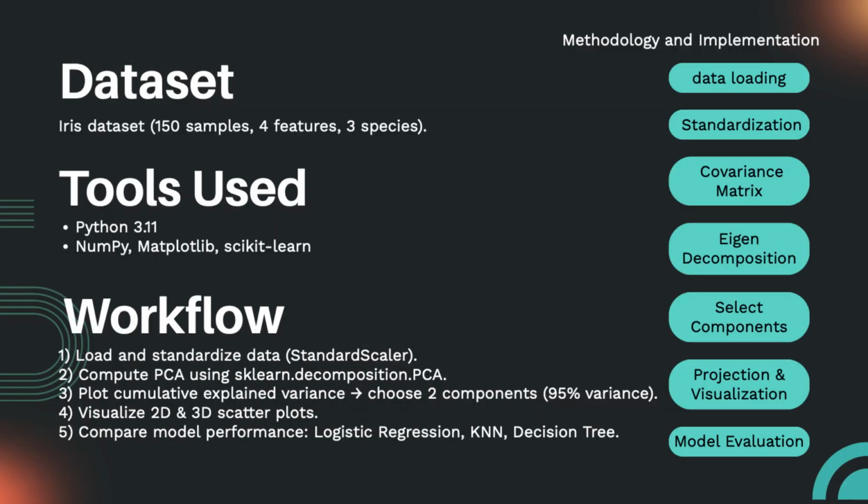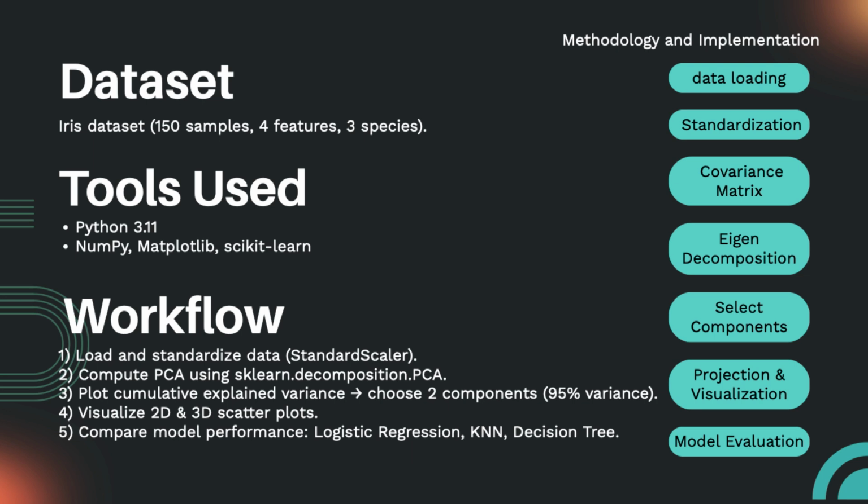For this project, we use the Iris dataset, which contains 150 samples, four numerical features and 3 species. We perform our analysis in Python using NumPy, Matplotlib, and scikit-learn. The workflow involves 5 main steps. First is loading and standardizing the data using StandardScaler.